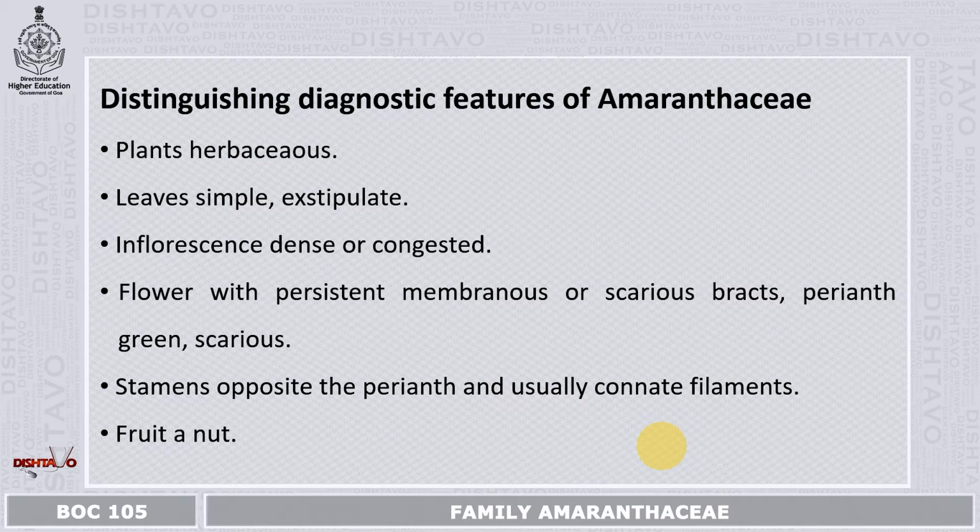The distinguishing diagnostic features of Amaranthaceae are: plants are mostly herbaceous, leaves simple, exstipulate, inflorescence dense or congested, flower with persistent membranous or scarious bracts, perianth green scarious. Stamens opposite the perianth and usually connate filaments. Fruit a nut.